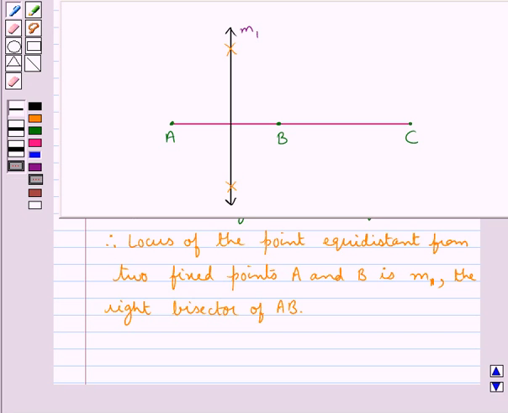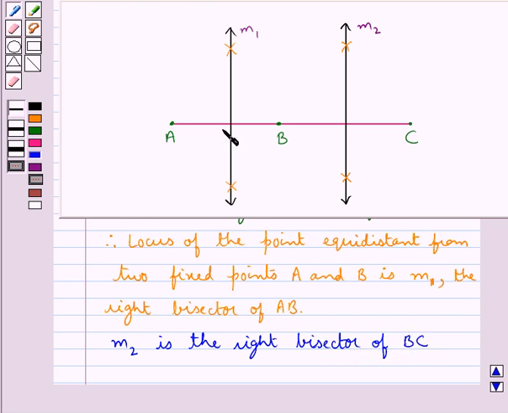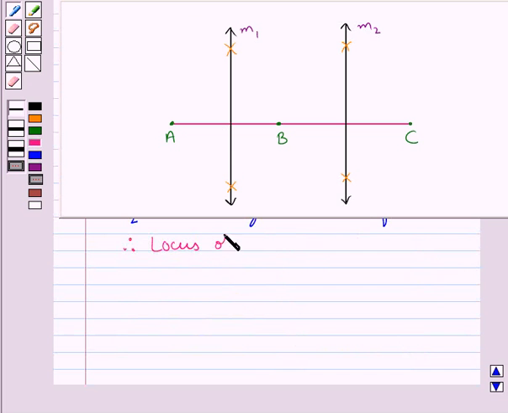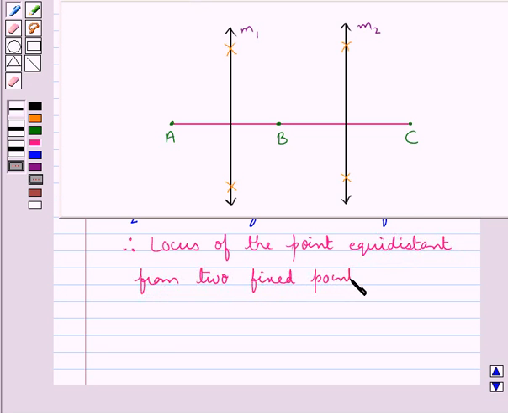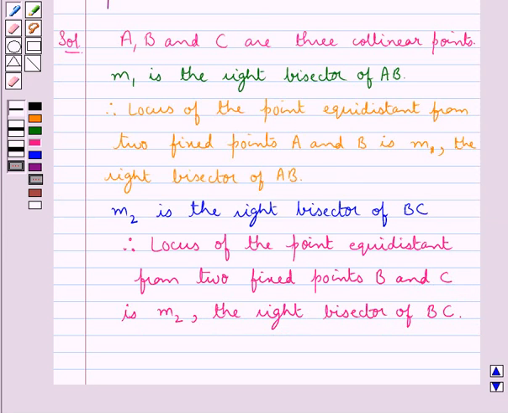Now again, locus of the point equidistant from two fixed points B and C would be the right bisector of the line joining B and C. So here, as you can see, this line M2 is the right bisector of BC. Therefore, locus of the point equidistant from two fixed points B and C is M2, which is the right bisector of BC.